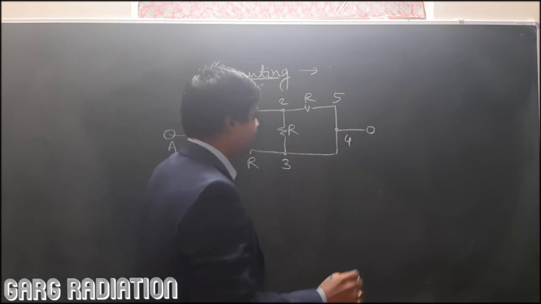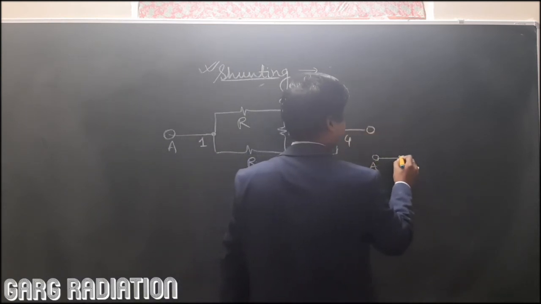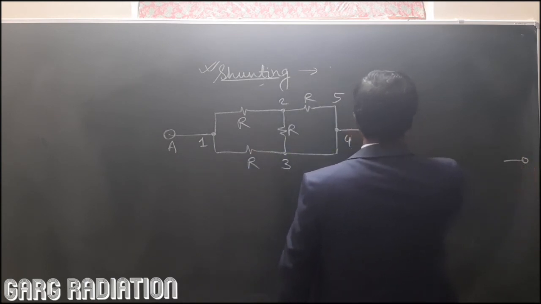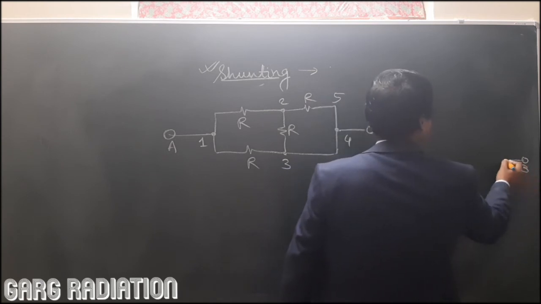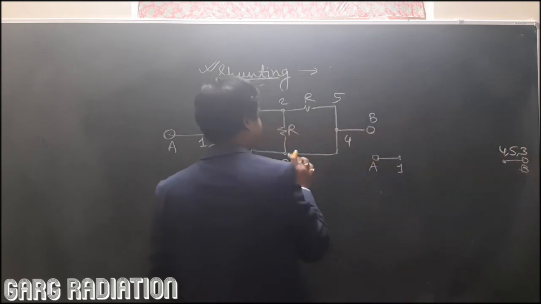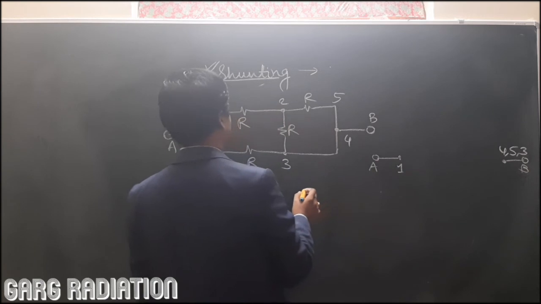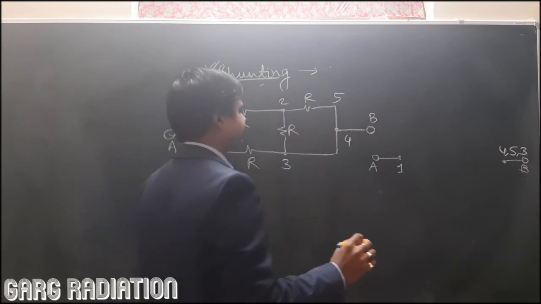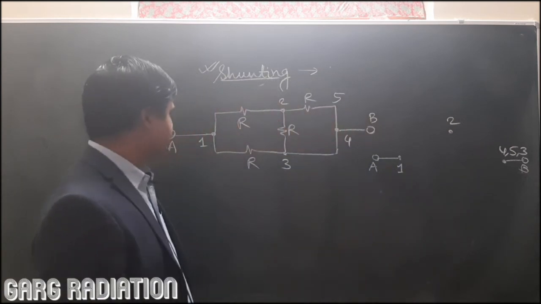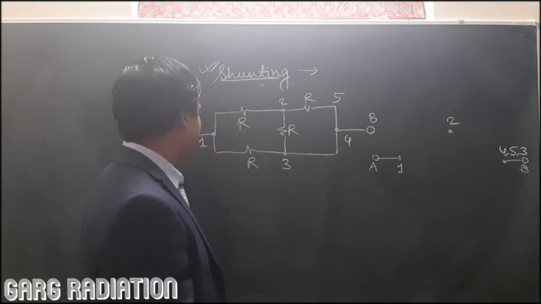So now let's redraw the circuit again. This is A connected with 1 and then draw that side. This is B, B connected with 4. 4 is identical with 5 and 3. Now 2 is not connected directly with any cell. So here we will have 1.2 between them. Now 3 is there, so that we don't have to worry.